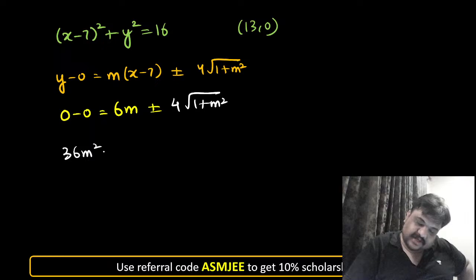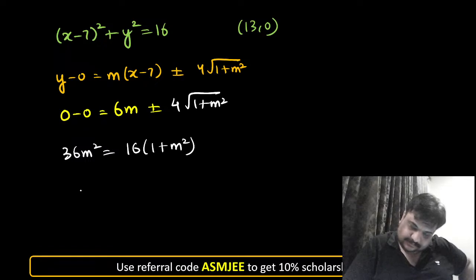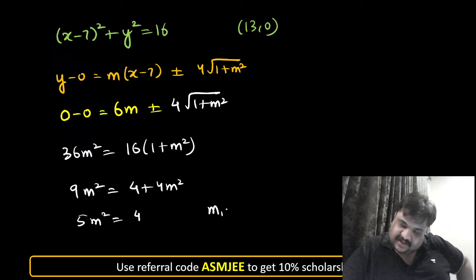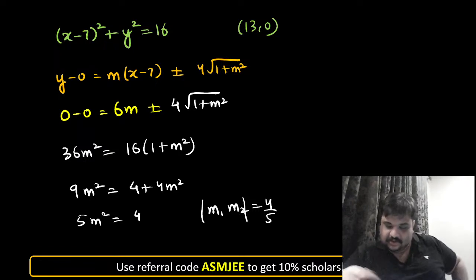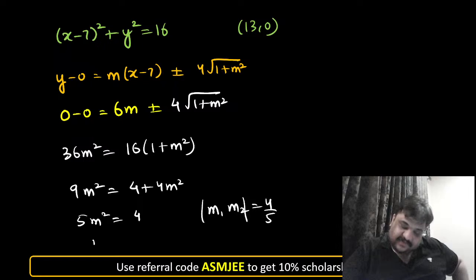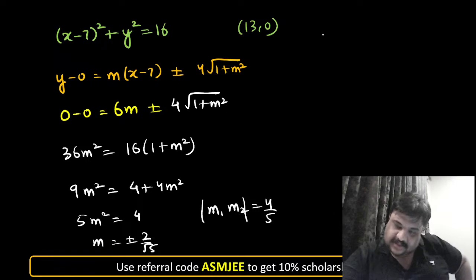So 36 m square is equal to 16 times (1 plus m square). 9m square is equal to 4 plus 4m square. So 5m square is 4. So m1 m2 will be 4 by 5 in magnitude, because one will be root 2 by root 5, the other will be minus 2 by root 5. So the answer is 20 times mod m1 m2.